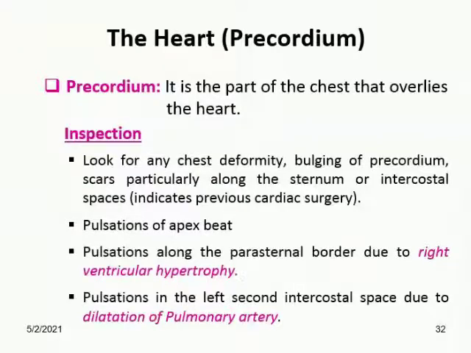The precordium. The precordium is the part of the chest that overlies the heart. To inspect this, look for any chest deformity, bulging of the pericardium, scars, particularly along the sternum or intercostal spaces, which indicate previous cardiac surgery, pulsations of the apex beat, pulsation along the parasternal border due to right ventricular hypertrophy, and pulsation in the left second intercostal space due to dilatation of the pulmonary artery.